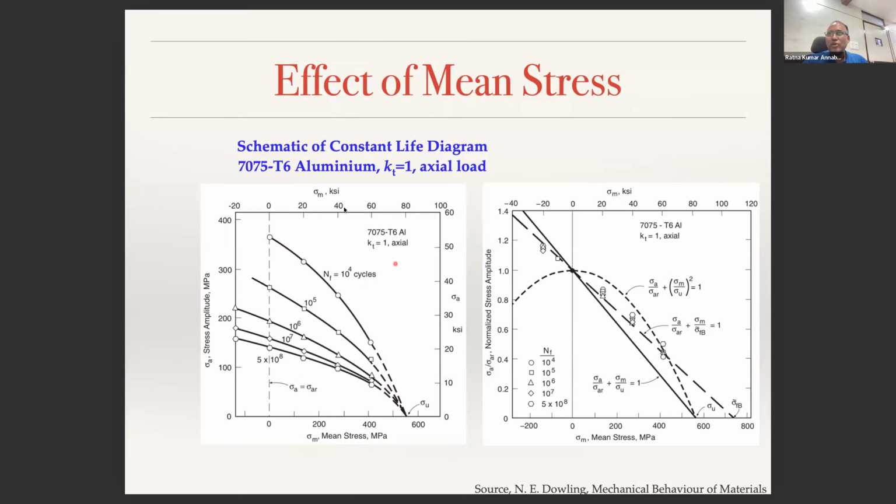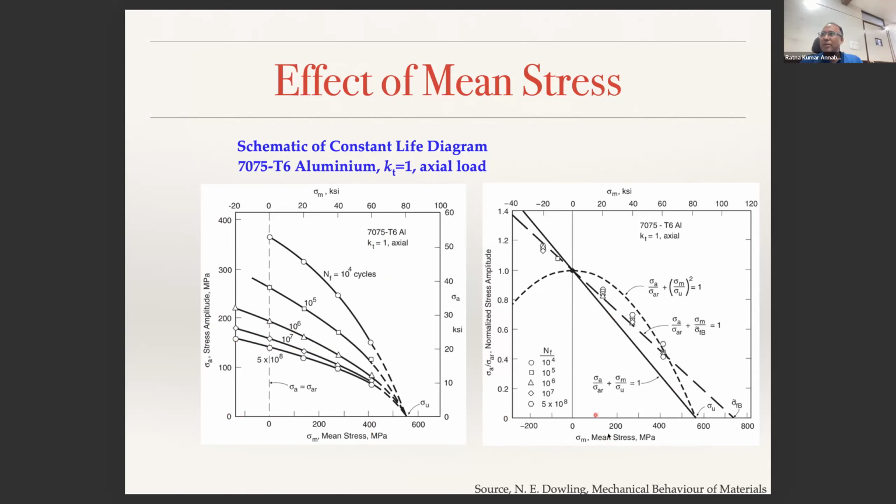This is for axial loading. If you do axial loading on your aluminum sample, this is the data that people have given. In this, we are only talking about positive mean stress. What happens when you have a negative mean stress? You simply extend the line that way with a straight line. So on the right hand side, again mean stress. Here, if you carefully observe, it is mean stress and stress amplitude.